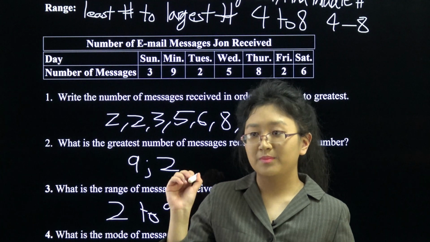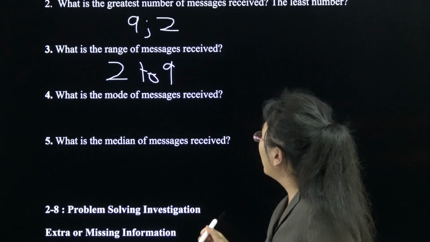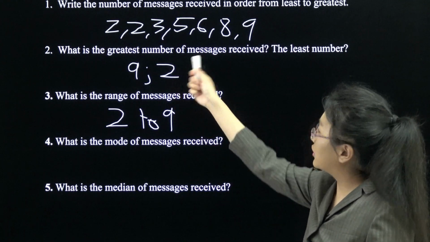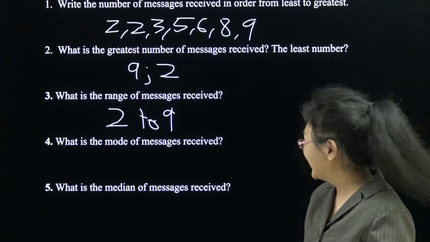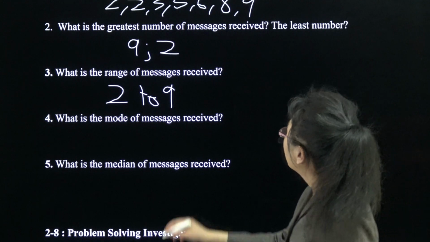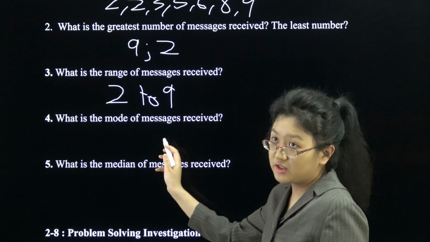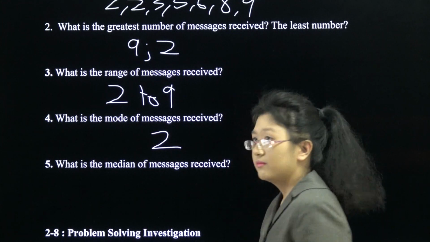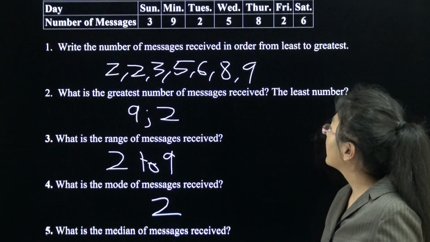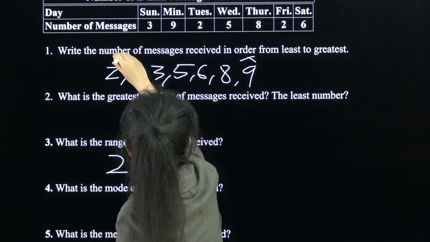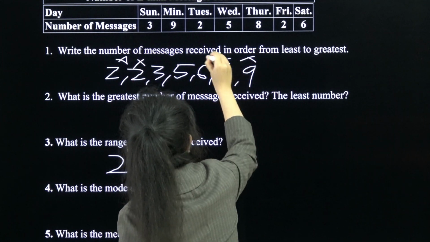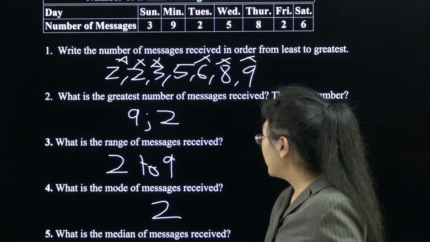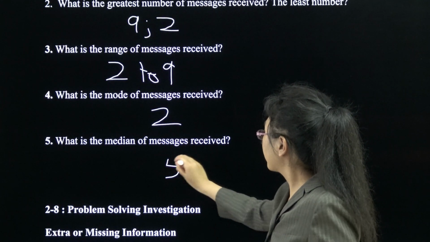Now there's more questions, including what is a mode? So the mode, as we have seen up here, there's 2 2s, but there's only one of each of the other numbers. So the mode would be 2. What is the median? Well, let's go back up. And the middle number is 5. So the median is 5.